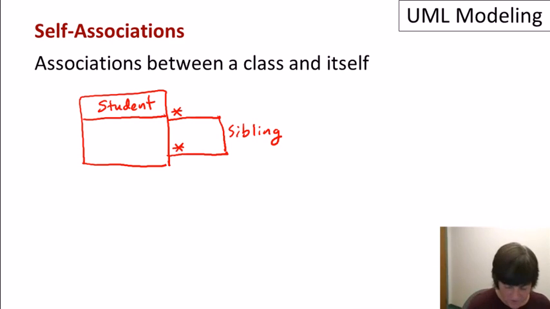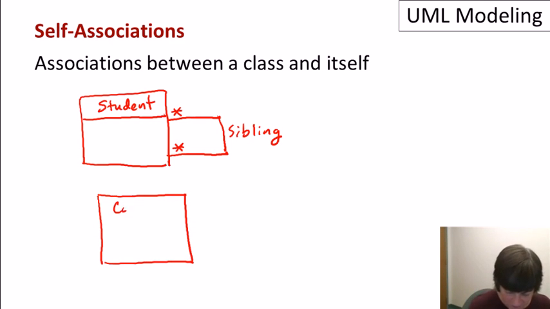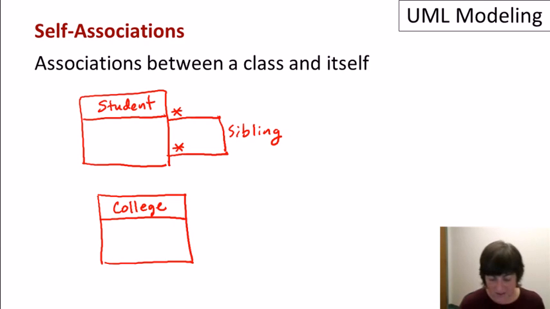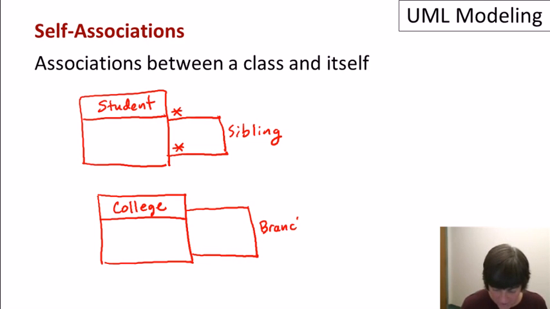A more interesting association might involve colleges where, say, we have for every college a flagship main campus, but then some colleges have separate branch or satellite campuses. So that would be an association between a college and itself, saying that one college is a branch of another college. Now let's think about the multiplicities here.